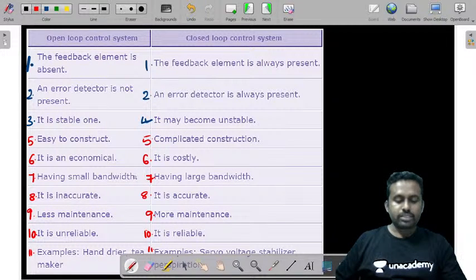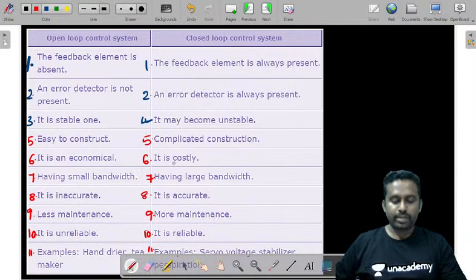Open and closed loop control systems. Gopal Krishna Rao, very good explanation, sir. Thank you, Gopal Krishna.